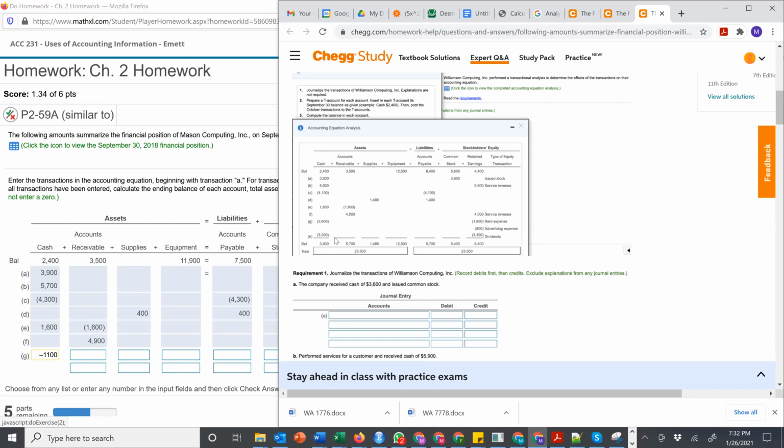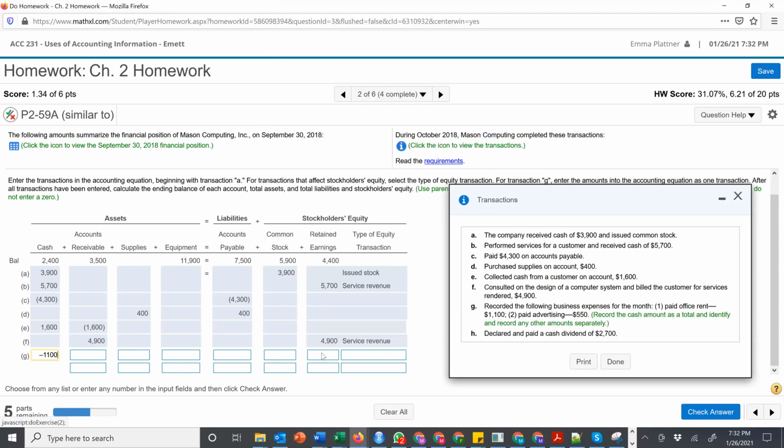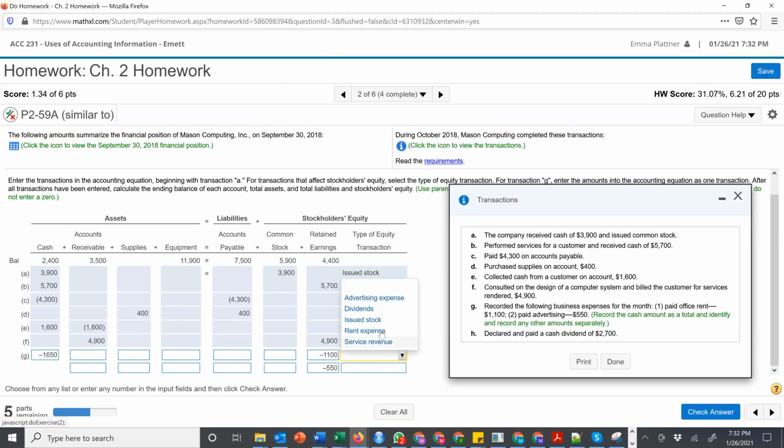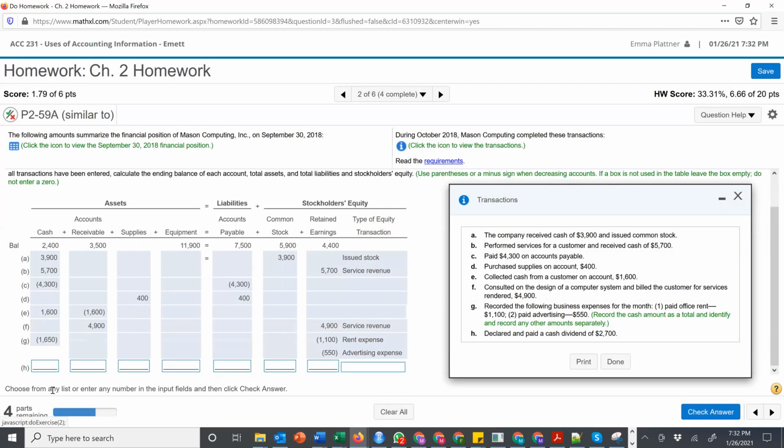Oh, okay. So we have to add those two up. So it's minus 1,100 for the rent, and minus 550 for the advertising. And then you have to add these two up to get this number here, minus 1,650. And I don't think we put anything there. Advertising expense, rent expense. Okay, there is rent expense, advertising expense, check answer. All right, now H.